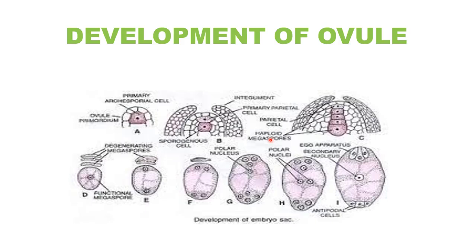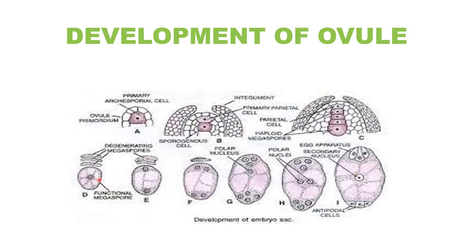called megasporogenesis. Of these 4 megaspores, in most angiosperms only one functions and completely matures into an embryo sac, called a monosporic embryo sac. If 2 megaspores mature into an embryo sac, it is called a bisporic embryo sac, and if all 4 megaspores develop into a mature embryo sac, that type of development is called tetrasporic embryo sac development.